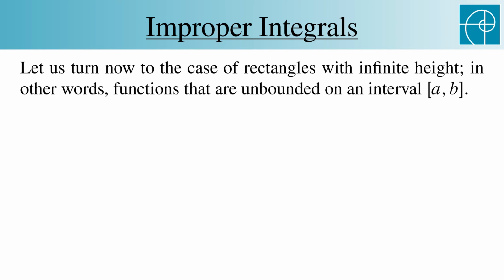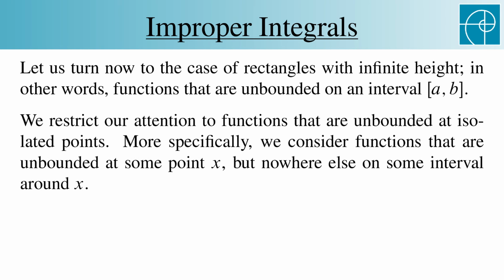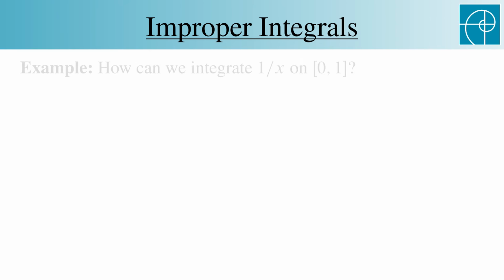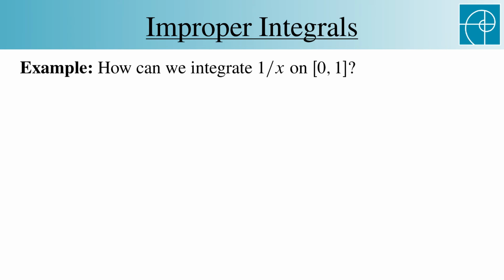Let's turn now to the case of rectangles with infinite height. In other words, functions that are unbounded on an interval from a to b. Riemann integration is limited, so we'll restrict our attention to functions that are unbounded at isolated points. More specifically, we'll consider functions that are unbounded at some point x, but nowhere else on some interval around x. Let's start with 1 over x from 0 to 1. We are actually dealing with two problems at once, since 1 over x is not only unbounded on 0 to 1, but it's not even defined at all points on that interval.